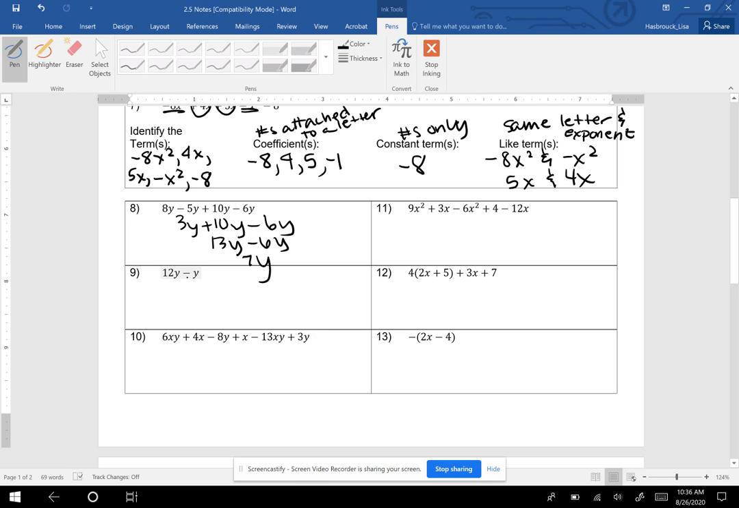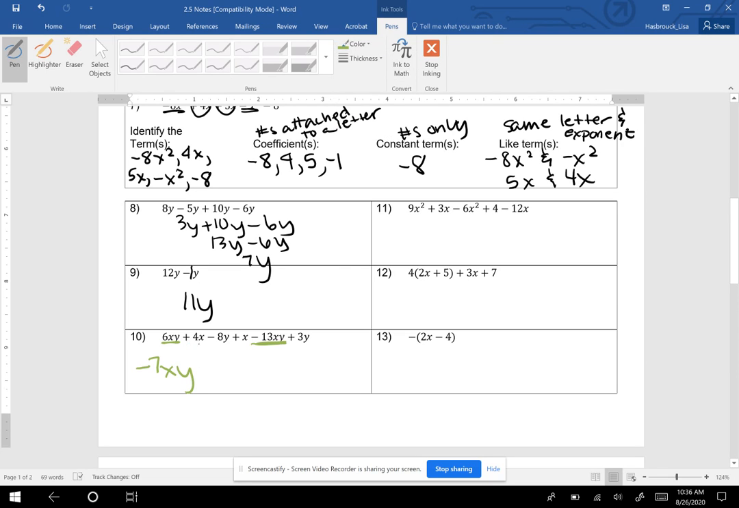For number 9, we have 12y minus a y. So this is like minus 1y. 12y minus 1y is 11y. For number 10, they're not all like terms. So I'm going to start by combining the xy's. I have a 6xy minus 13xy. So 6 minus 13 is a negative 7xy.